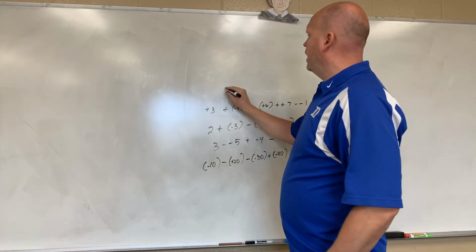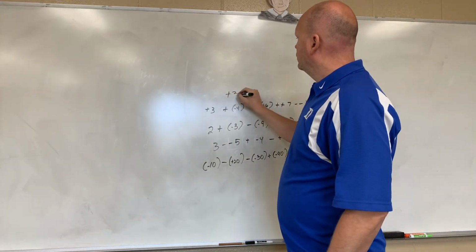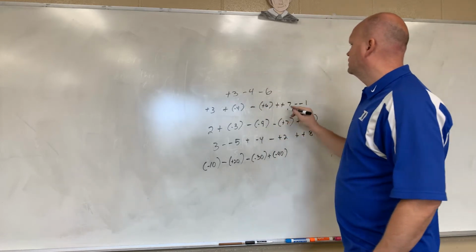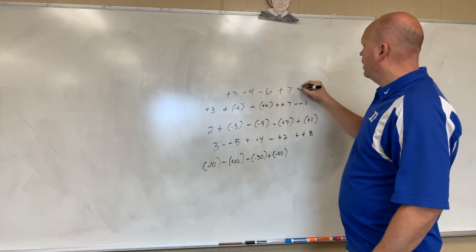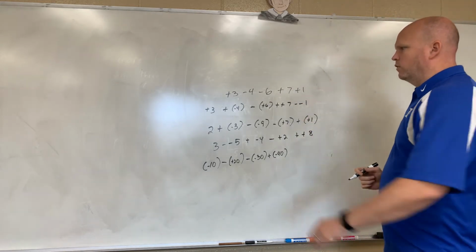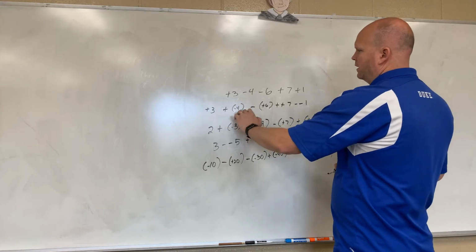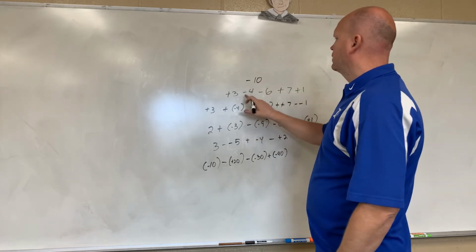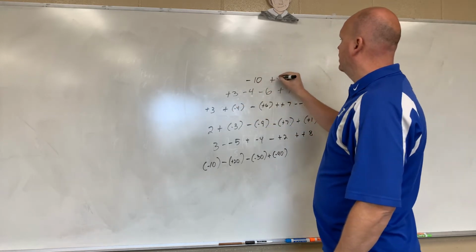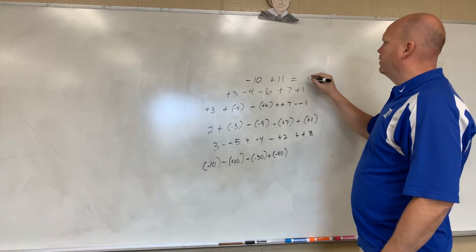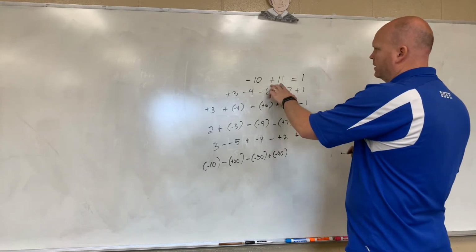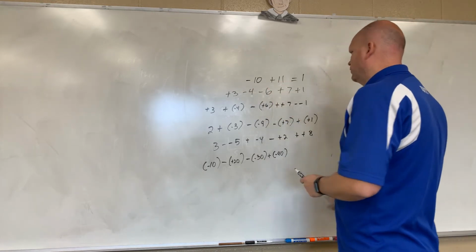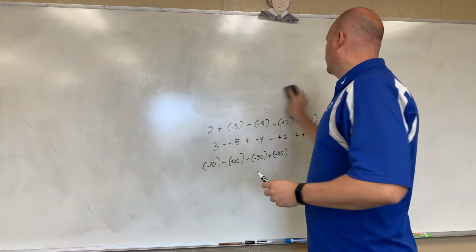Rewrite it. +3, -4, -6, +7, +1, because of the 2 negatives. So you notice even with these, I just wrote the 1 negative. So I add the ones that are the negative together, -10. Add the ones that are positive together, I get +11. When I add the negative and the positive together, I end up with a +1, because when I subtract, the +11 was bigger. So it's a +1 after we rewrite it all.